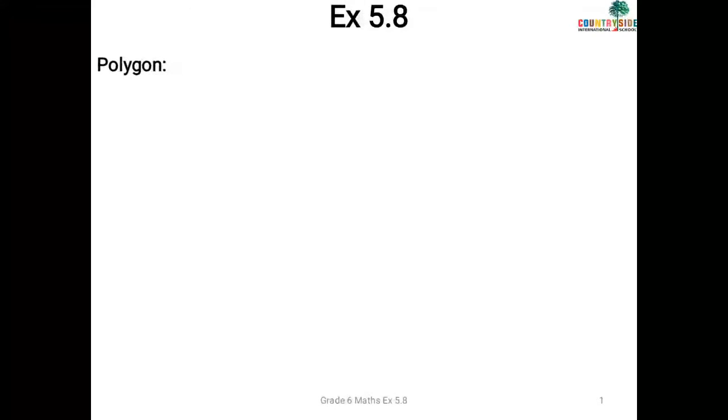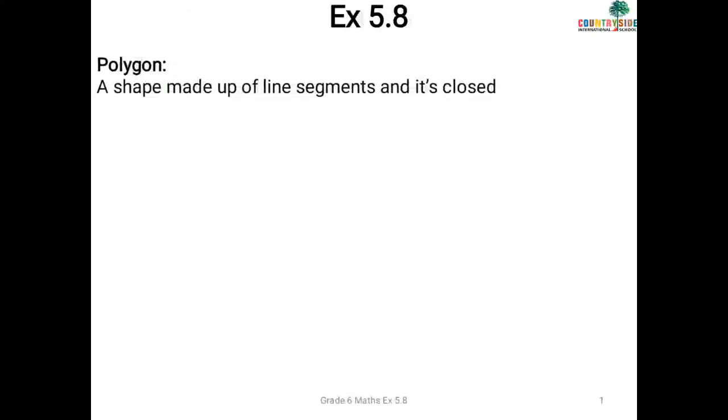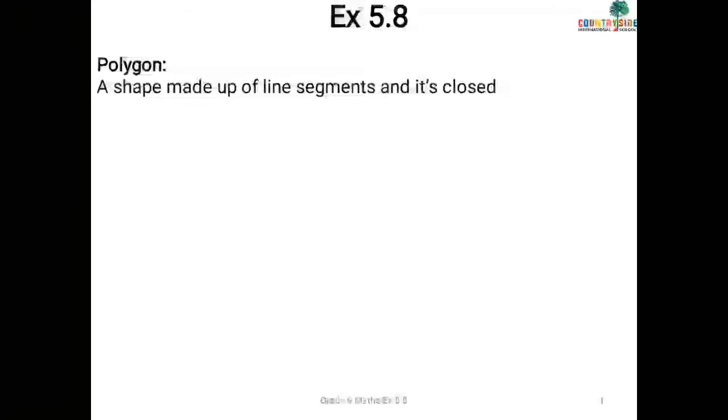So scholars, now we are going to start exercise 5.8. So the first topic is polygon. I know you all have heard about this term polygon. So let's start with the definition of the polygon. A shape that is made up of line segments and is closed. That means any shape that is made up of line segments and is closed is called a polygon. For example, a rectangle is made up of line segments and it is a closed figure.